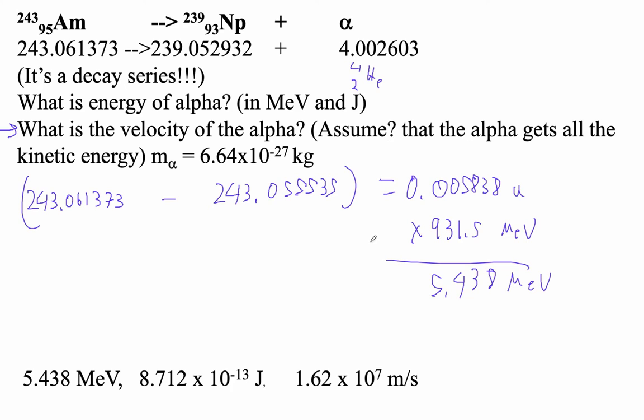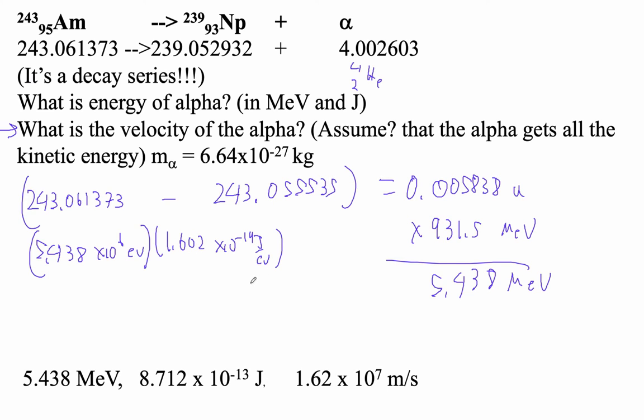Well, let's assume that the alpha particle gets all of that kinetic energy. So here's our mass, right? I think this is not going to give us a relativistic velocity. So let's turn this MeVs into joules. So 5.438 times 10 to the 6th eV, right? Remember, it's mega electron volts times 1.602 times 10 to the minus 19th. This is joules per eV.